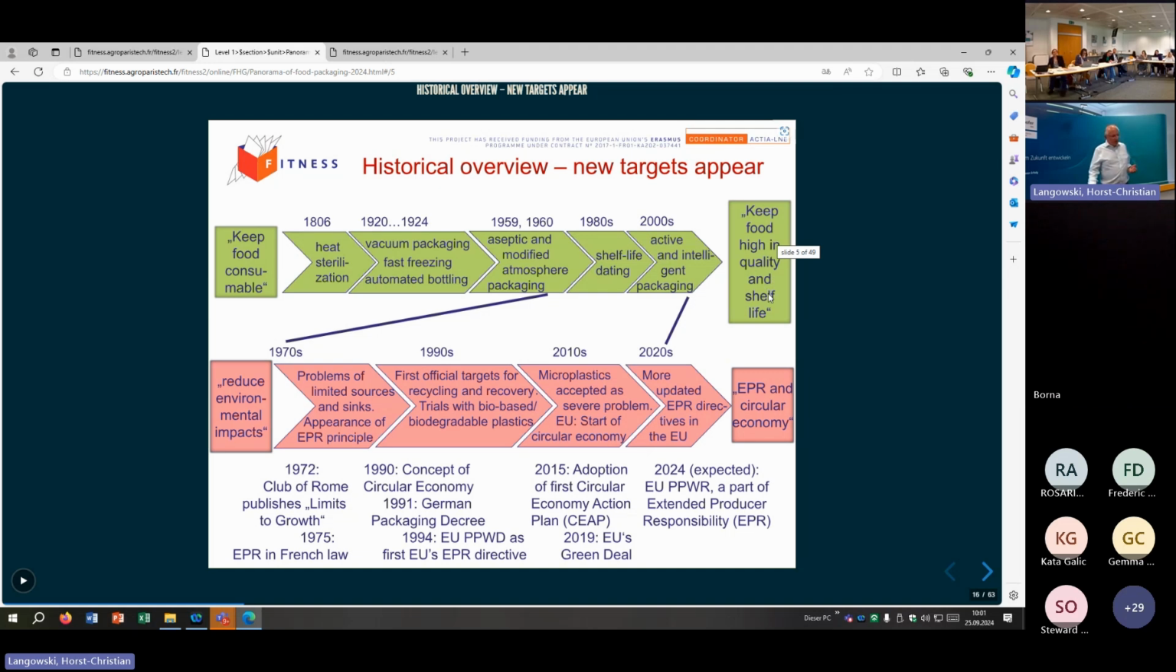But today, we also started reducing environmental impacts only in the 1970s. And today we are talking about extended producer responsibility and circular economy. So we also have had to notice that these targets have been changed over the years, and what was good packaging 30 years ago must not necessarily be a good packaging today.